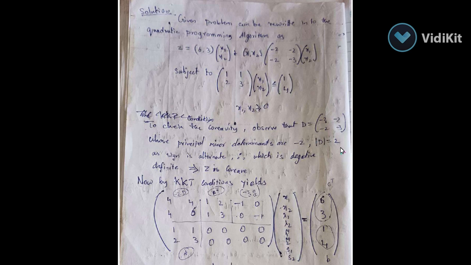So the signs alternate, therefore we can conclude that this is negative definite. What does negative definite mean? Alternating signs means it is concave. So the question here is to check whether it is concave or not, and we observe that it is concave.